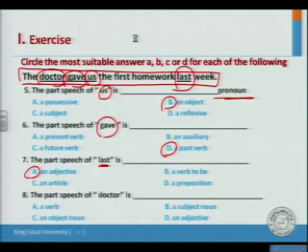Okay. Now let's move to the last question on part of speech. The part of speech of doctor. This is doctor, and this is doctor here. So is doctor in this sentence a verb, an object noun, or a subject noun? You will find it is a subject noun.